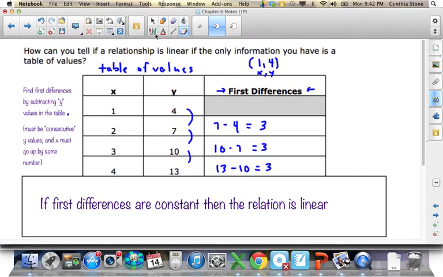It's just to make my point. And that's not something you need to concern yourself with too much in this course. Okay, so there we are. We have a set of data. We calculate the first differences. And if they're the same number, constants, always 3 or always 4, then it's a linear relation.